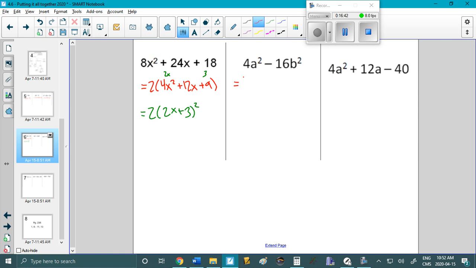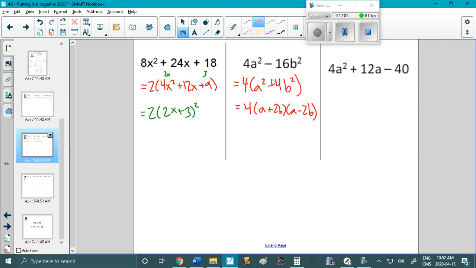But you can common factor. So first, take a 4 out. And you get a squared minus 4b squared. Now in the brackets, those are still perfect squares. The square root of a squared is a. The square root of 4b squared is 2b. So a plus 2b, a minus 2b.